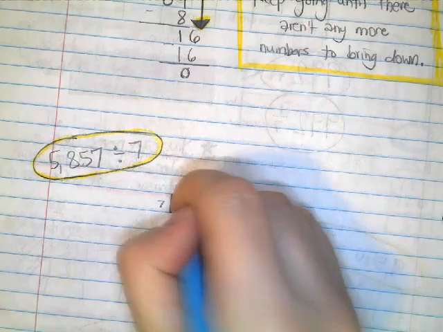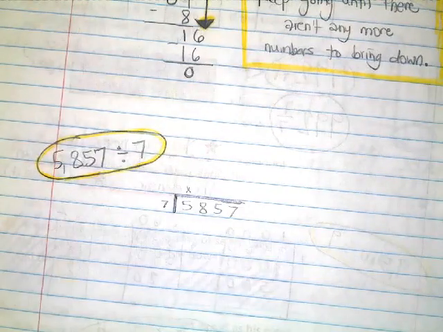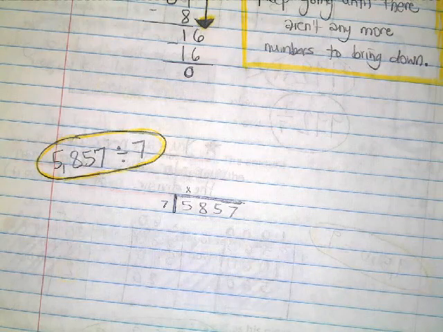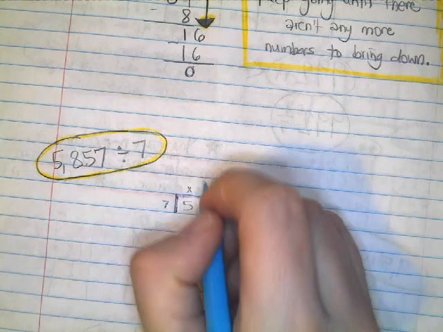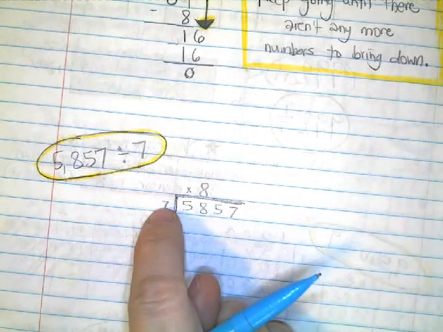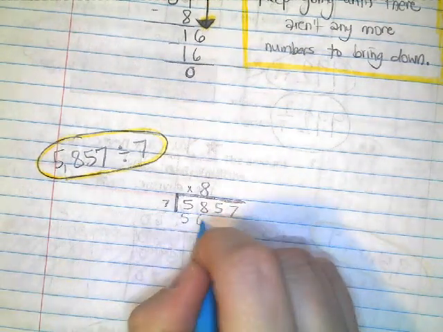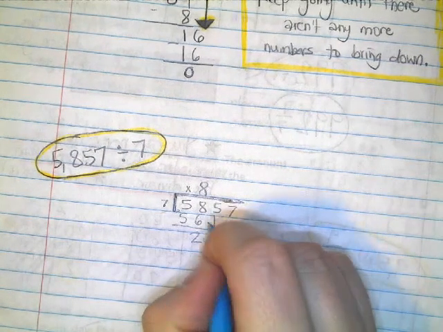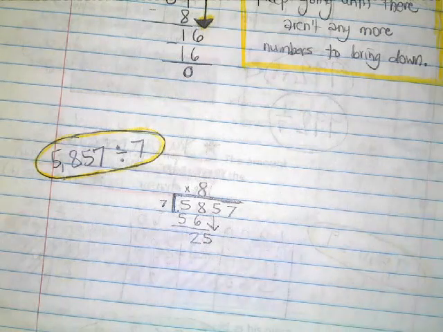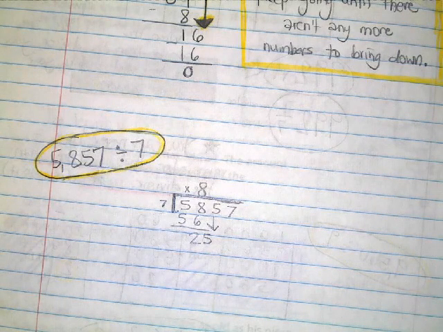Okay, and we begin. 7 will not go into the first number. It will not go into 5. Remember, you're just doing one number at a time. You're not looking at it as 5,000. 7 won't go into 5, so I'm going to place a little X there. But 7 will go into 58. And 7 times what gets us close to 58? 7 times 9 would be 63. That's too much. 7 times 8 would be 56. That's close. So I put an 8 in the place value that I'm talking about. 7 times 8 is 56. And subtract it. And bring down.